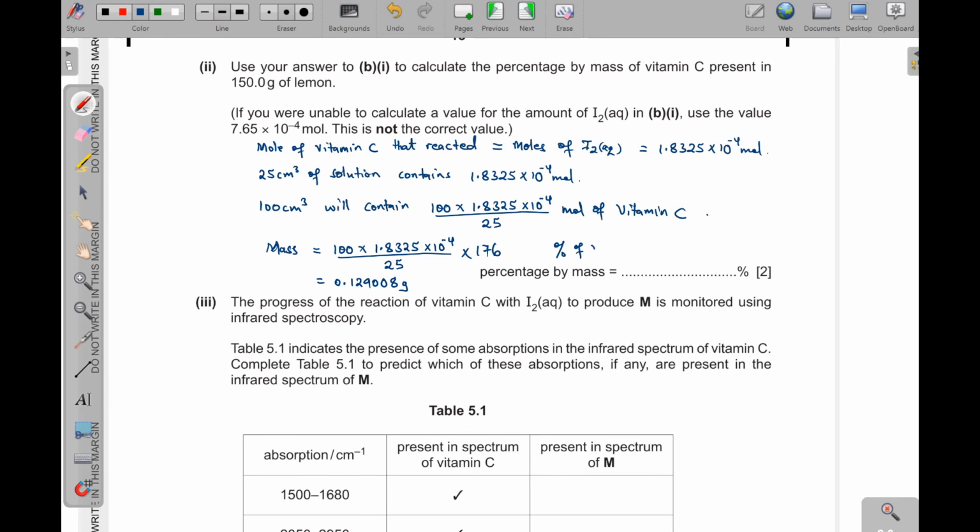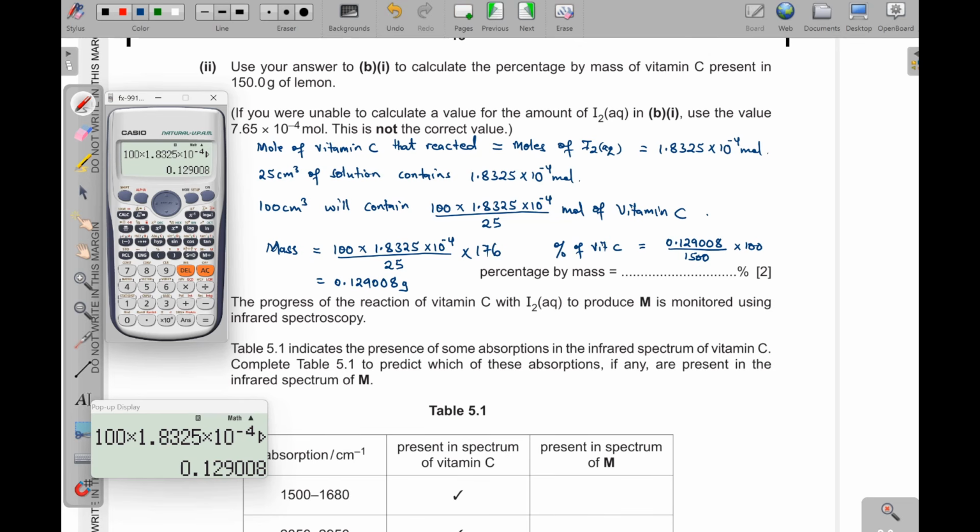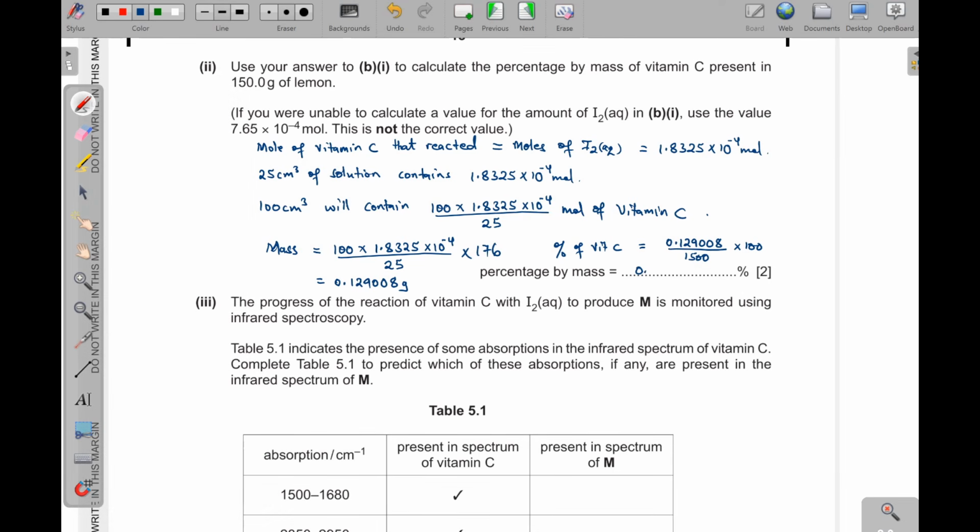Okay, then the percentage by mass of vitamin C is going to be this one, 0.129008. We divide by the 150, then times 100. Then what do we get? So the answer we have here, we shall multiply it by 100, then we shall divide by 150. That is 0.086. 0.086%. And by the way, this is 150.